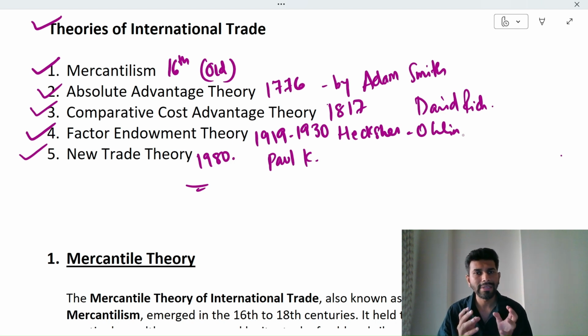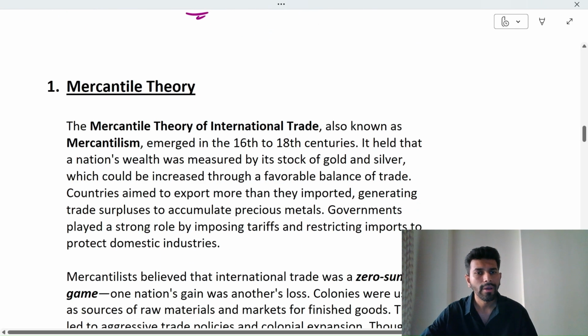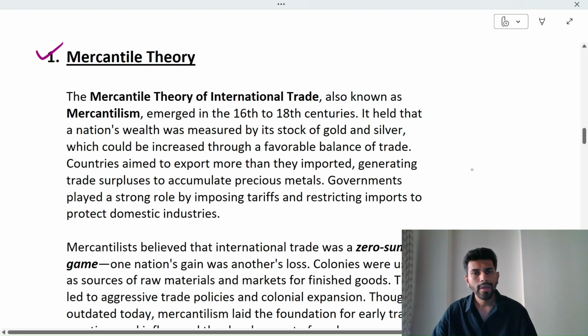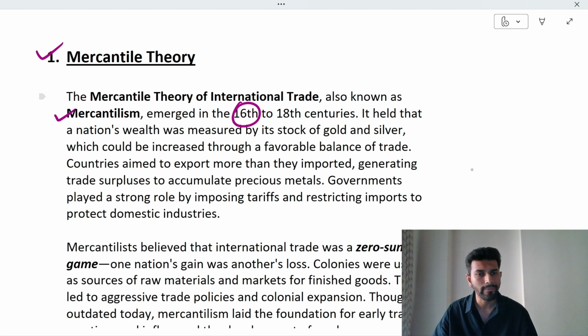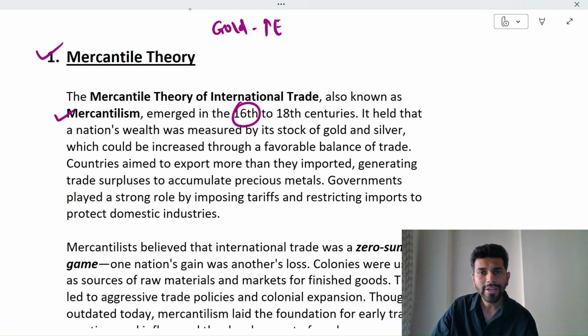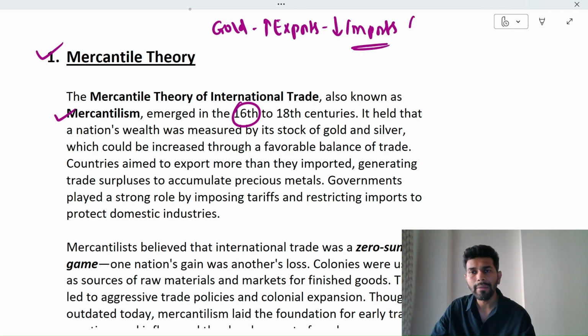So we are going to discuss the international trade theories in detail. Let's start with the first theory, mercantile theory. It is also called mercantilism. It was introduced in the 16th century. This theory is based on Europe's great power. According to this theory, a country can become wealthy if it accumulates gold and if it increases exports and restricts imports. Imports can be restricted by increasing trade barriers.